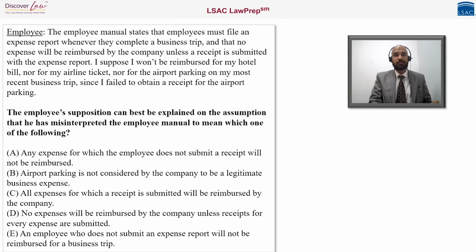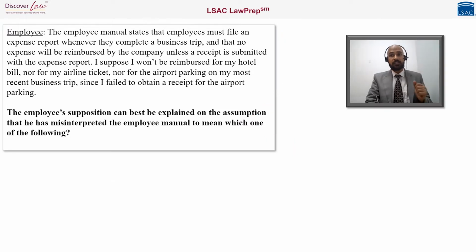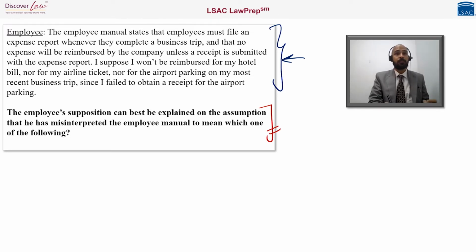Again, this question is asking you to find out the assumption in here. Okay, so this is the assumption and this is the argument. Try solving this question yourself and then we'll go for it together. Even before we direct our attention towards the argument, it's very important for you to understand what this question statement means. It says the employee's supposition, which means the employee has made some supposition here, can best be explained on the assumption that he has misinterpreted the employee manual to mean which of the following.